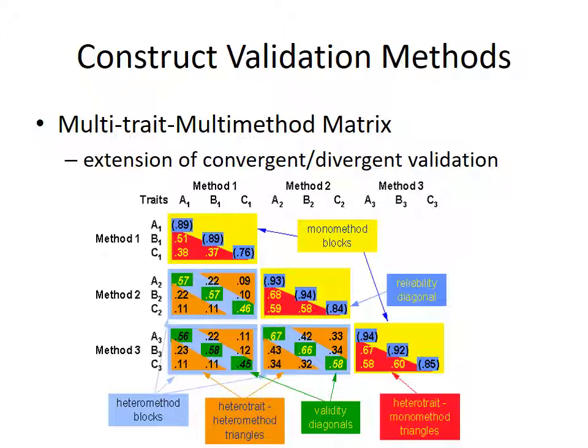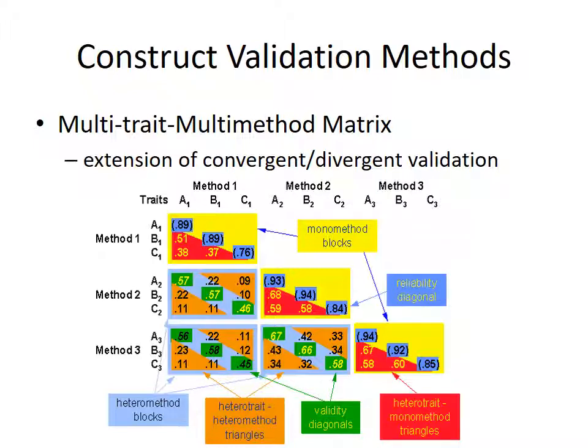Now, the red diagonals in this chart are when we have a similar method of measurement but different constructs. In this case, these should be lower than the green diagonals. So the red triangles are what happens. This is measuring test normality. So heterotrait, different traits, monomethod triangles.